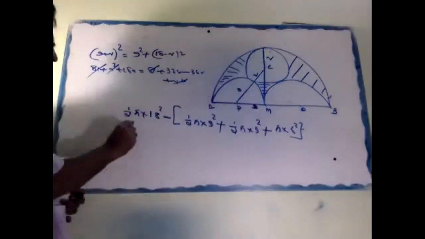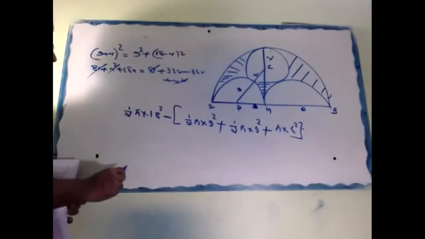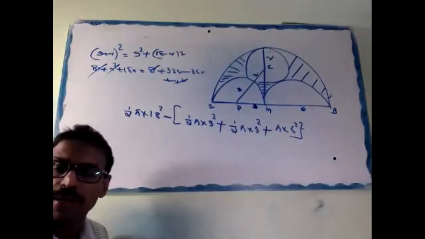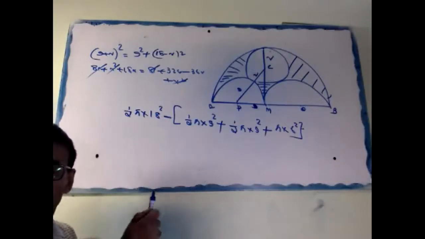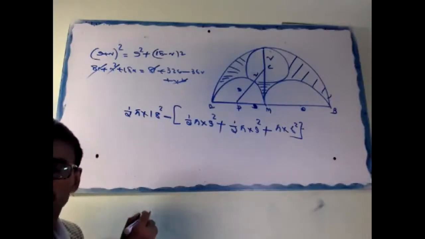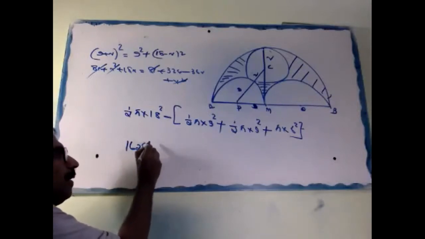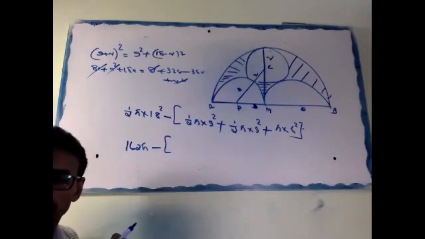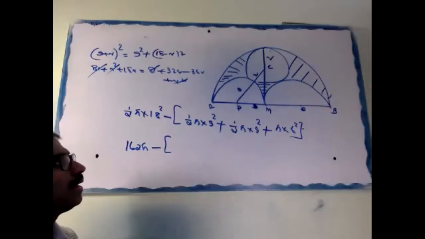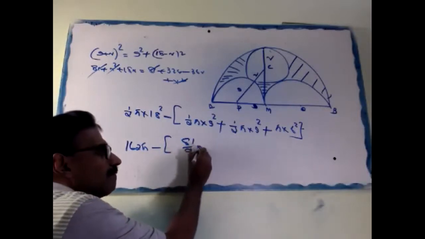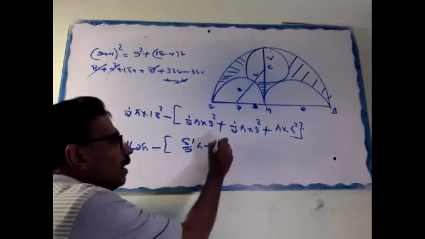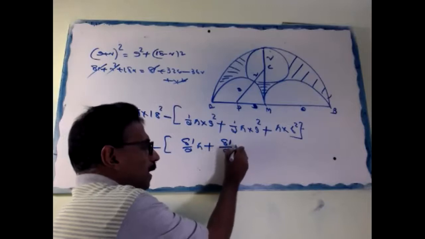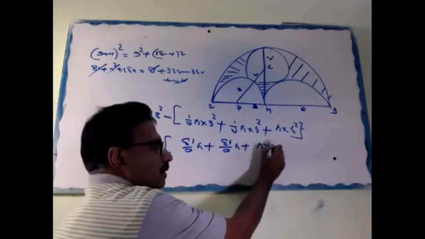Okay. This is how much you got? 324 by 2. How many pi? 324 divided by 2, how much? You got? Tell me first. 162. 162 pi minus this one. Some fraction, right? No problem. 81 by 2 pi plus pi into 36.